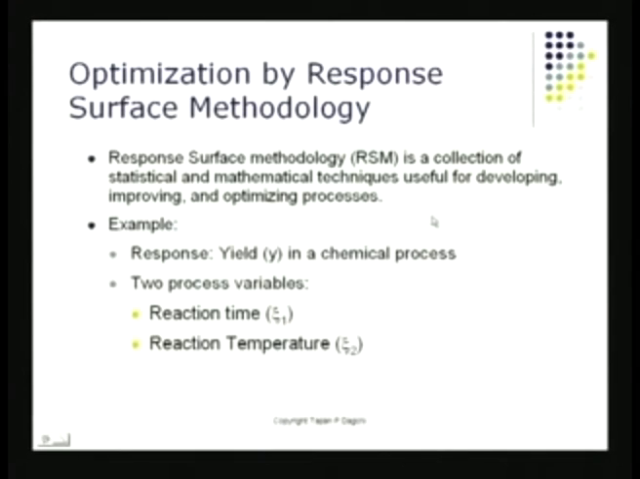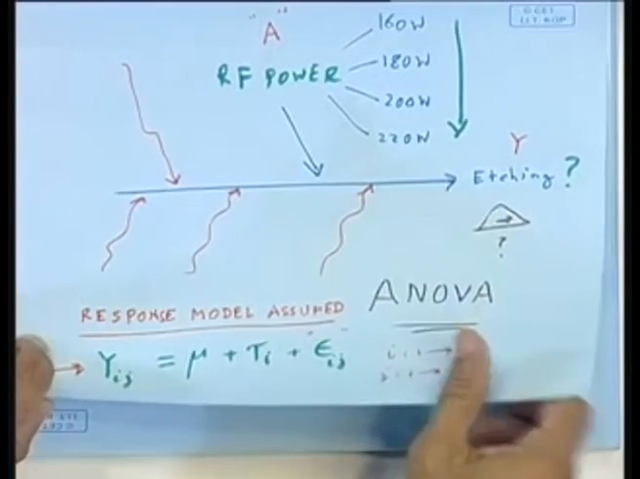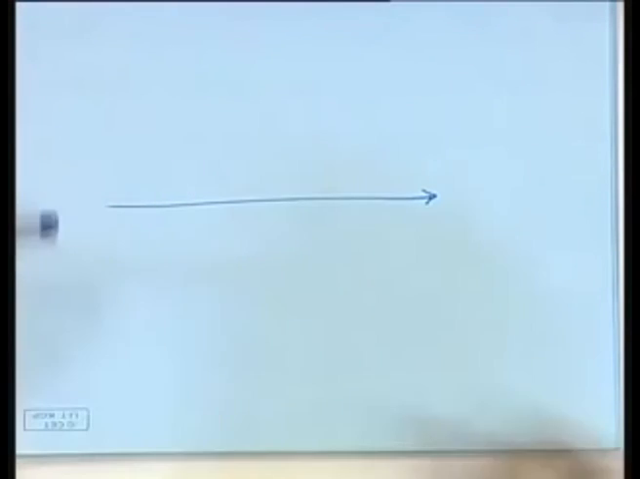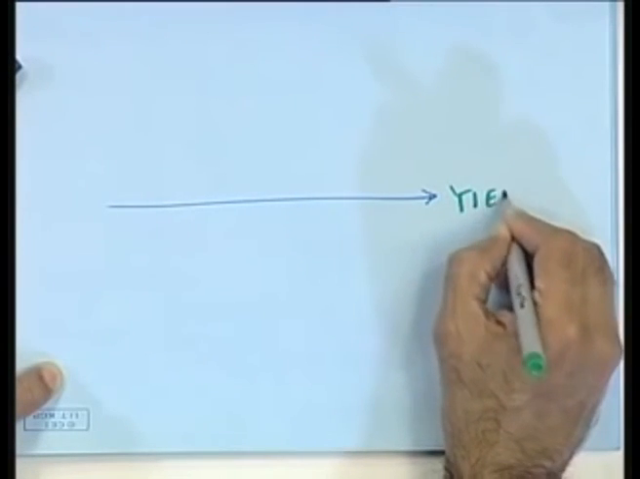Let's see how we end up doing it. We'll take an example of a chemical process where yield is the performance. So instead of the etching situation that we had before, remember, I'll have a different cause and effect diagram. I'm just going to draw a sketch of it. I'll have a fishbone drawn again, and I'll have in this case yield as one of the variables.